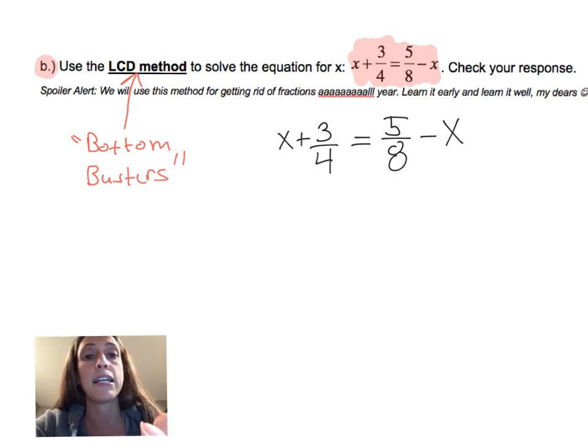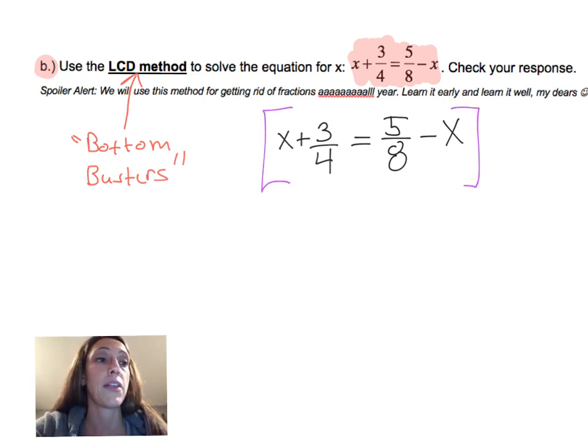The idea is to look at the bottoms. We're going to use a bottom buster, also known as an LCD. And that's why I had you do LCDs in the warm-up. Think about the LCD between 4 and 8. You want to think about all of the denominators in the problem, and think about the LCD of all of them. So this problem only has 2 denominators, 4 and 8. And when I think about the LCD of 4 and 8, in other words, and this was a warm-up problem, the smallest number both of those numbers go into is 8.